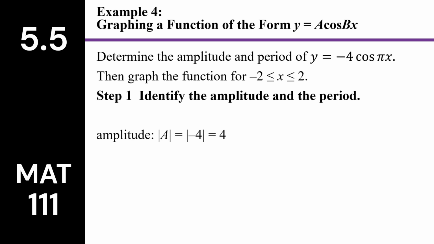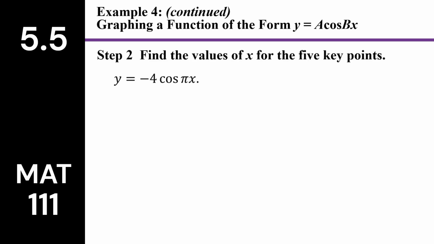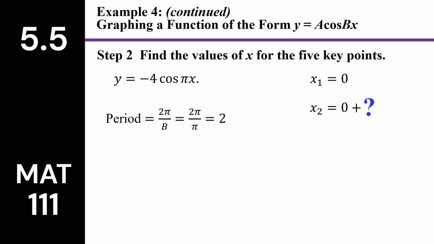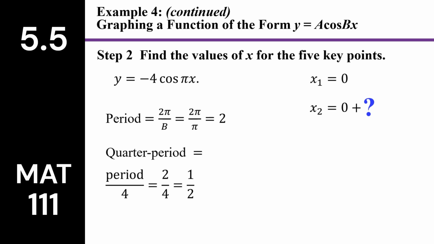Since a equals -4 and the amplitude is the absolute value of a, we get 4 for our amplitude. The period is 2 pi over b, with b being pi, that reduces to 2. In step 2, we find the values of x for our 5 key points. There's no phase shift, so x sub 1 is 0. And then from x sub 1, we have to add a quarter period to get to x sub 2. Since the period was 2, a quarter period is 2 over 4, which is 1/2. So we'll add a half, and we get a half.